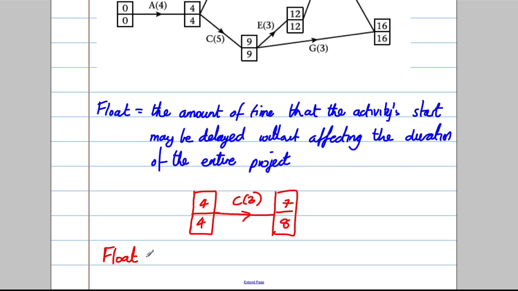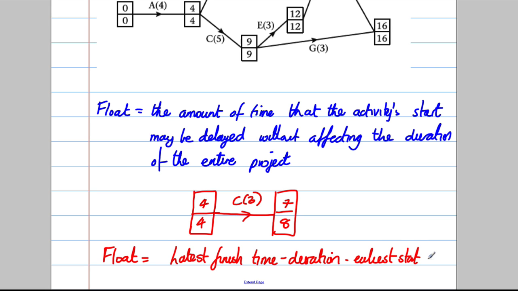So our float would be equal to the latest finish time of the activity, subtract the duration of the activity, subtract the earliest start time of the activity. I'm going to write "of activity" in here just to make it clear. Latest finish time of activity, duration of activity, and in this case it is activity C, and earliest start time of the activity.